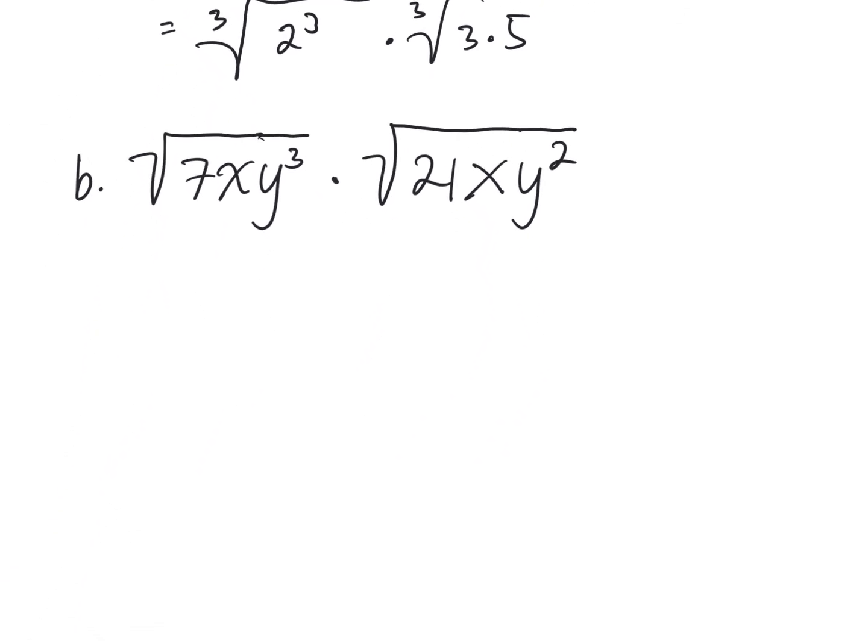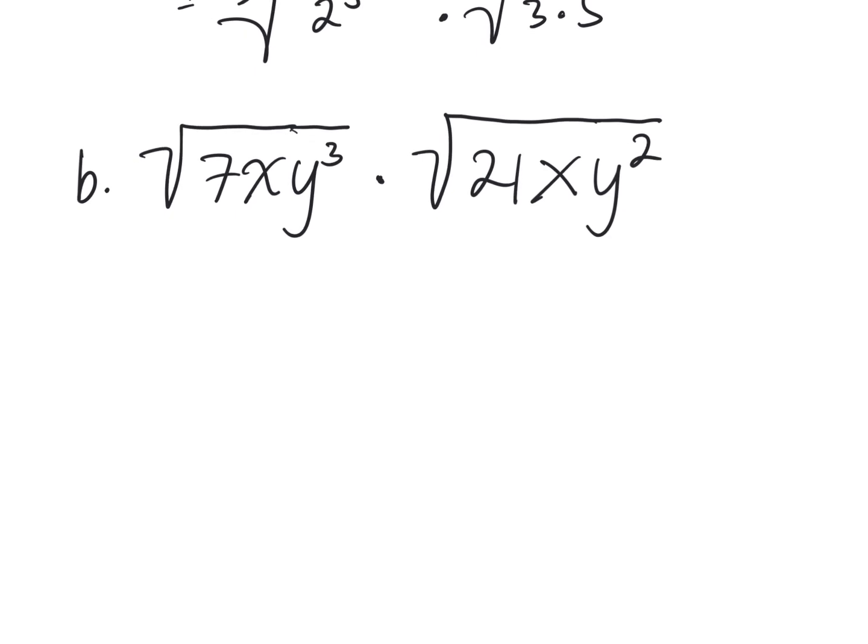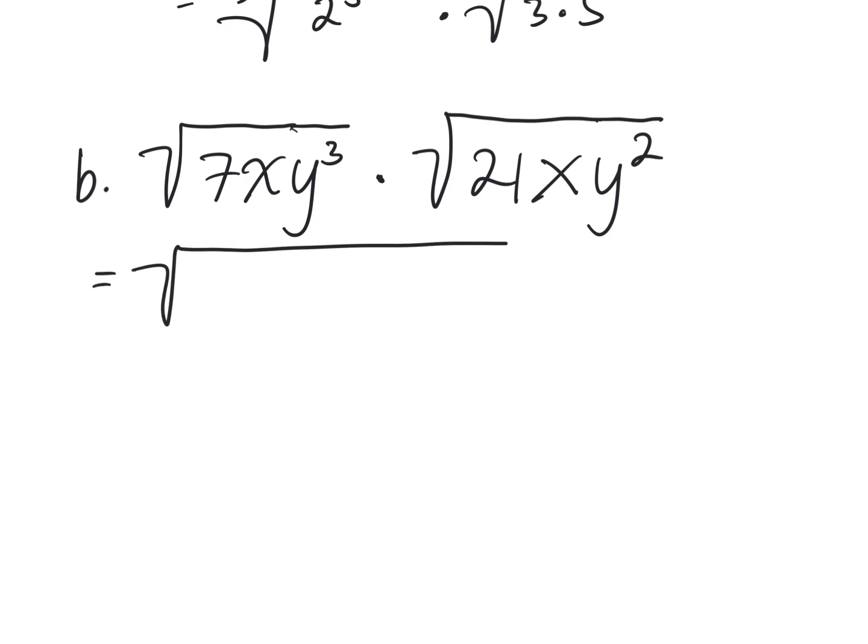Next, the square root of 7xy cubed multiplied by the square root of 21xy squared. So let's put everything in order. I'm going to put 7 and 21 together, x and x, which is going to give me x squared, and then y squared here. The y cubed can be attained by saying y squared multiplied by y.